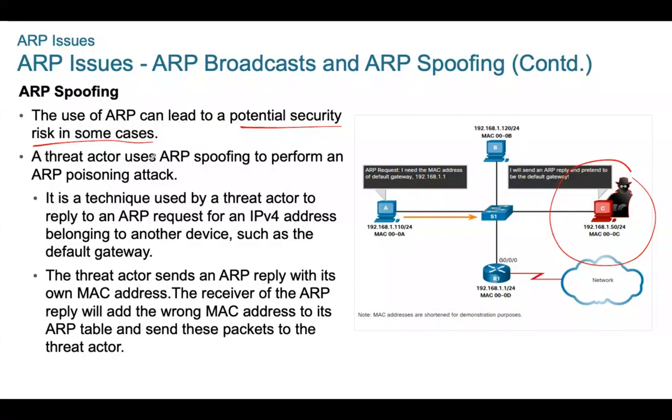So threat actors use ARP spoofing to perform the ARP poisoning attack. It is a technique used by threat actors to reply to the ARP request. That means that whatever ARP request is there, even if it is not intended for this user, that user fills in the information saying it's me. So the IP address is someone else's, but the MAC address is the threat actor's.